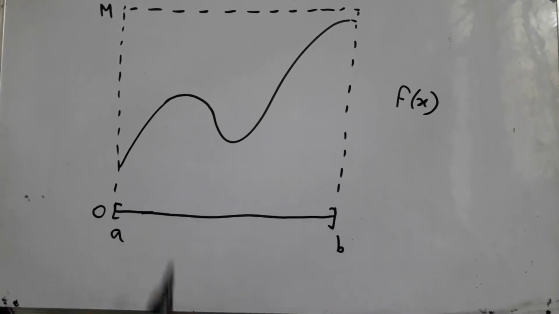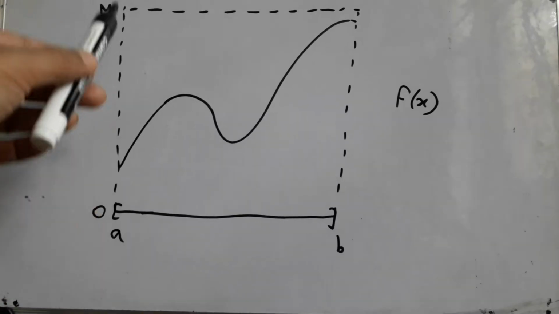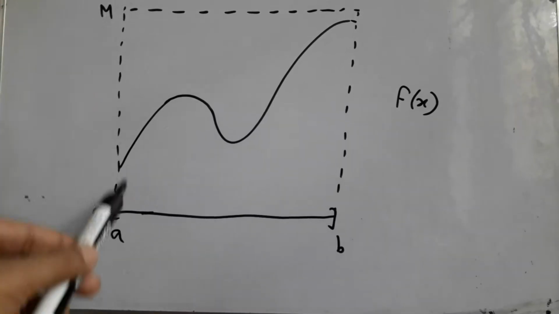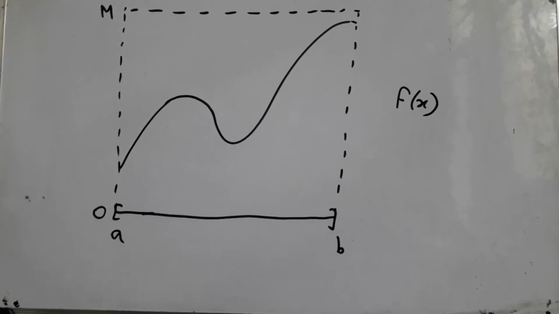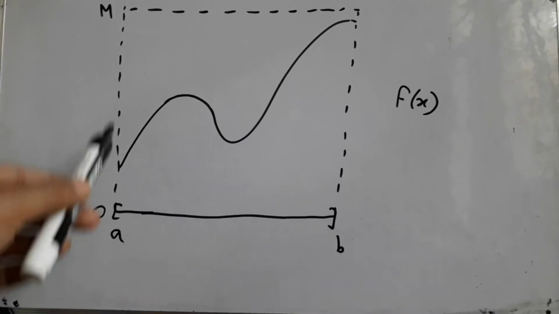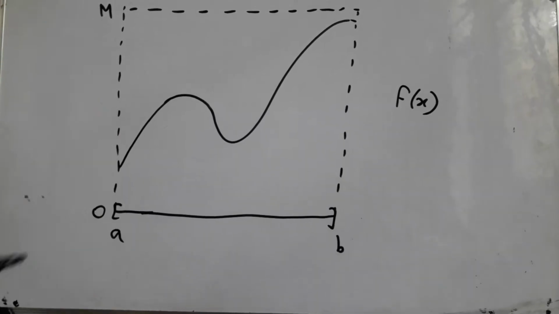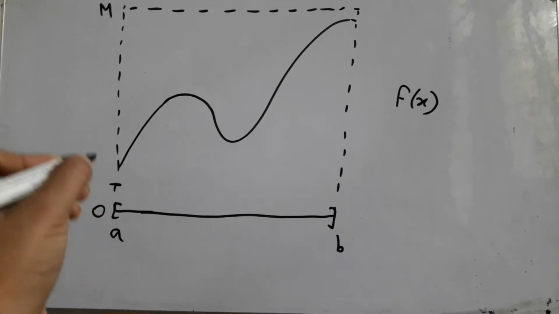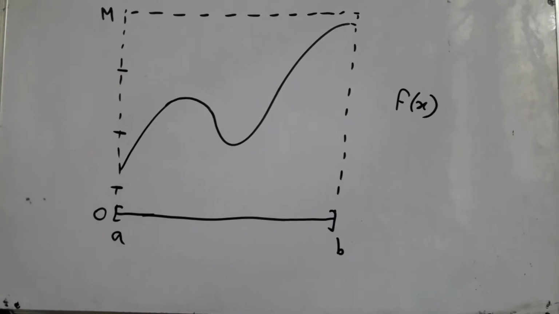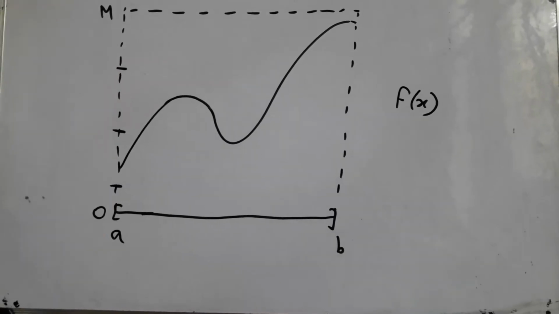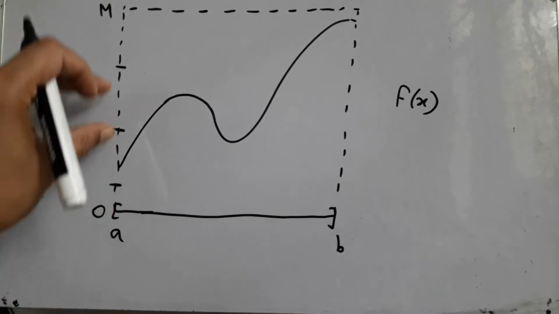Lebesgue's approach was very similar to Riemann's approach. Riemann had taken a partition of the domain into finitely many parts, and Lebesgue took a partition of the codomain. So I take some partition, this point, this point, this point. Let me just take these points. So I have first subinterval, second, third and fourth.